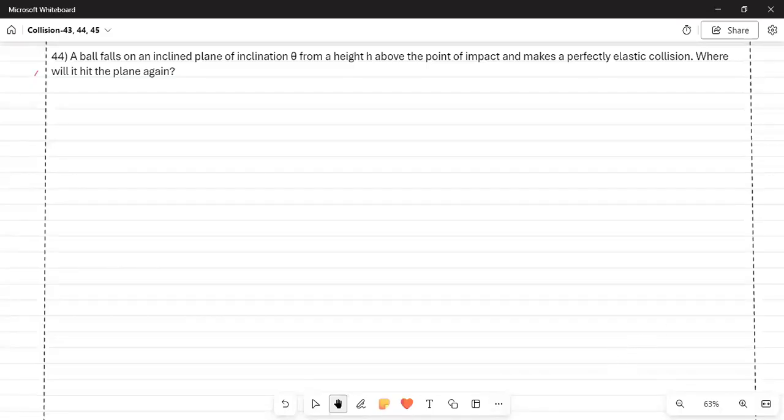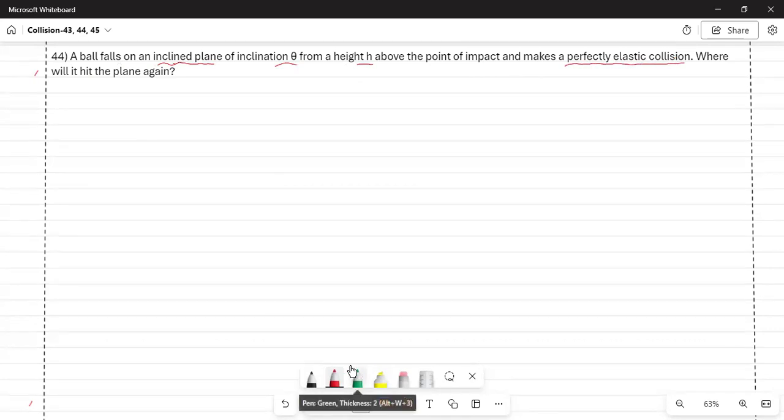Now let's take this example of problem number 44 of your textbook. It says a ball falls on an inclined plane of inclination theta from a height h above the point of impact and makes a perfectly elastic collision. So let us see the situation first.